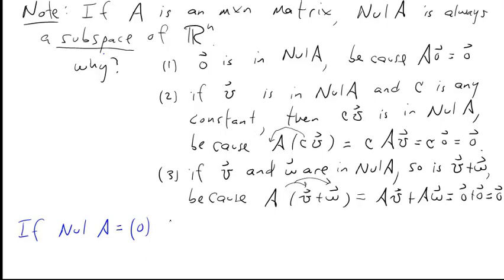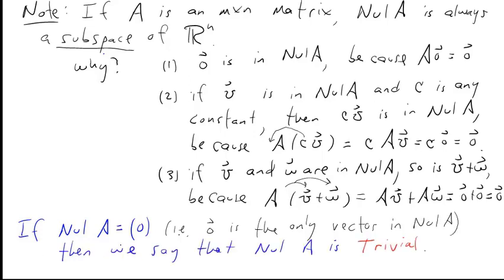Note that if null A is equal to {0}, in other words, 0 is the only solution of the homogeneous system, then we say that null A is trivial. We also call it the trivial null space. Here's an example of a trivial null space, in other words, a very small null space, as small as it can be.